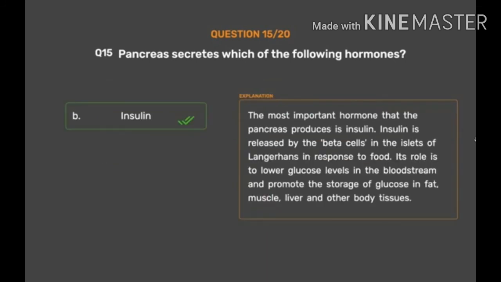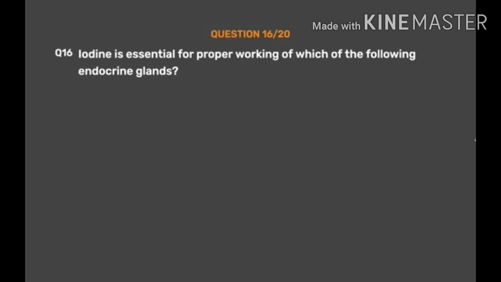Insulin. The most important hormone that the pancreas produces is insulin. Insulin is released by the beta cells in the islets of Langerhans in response to food. Its role is to lower glucose levels in the bloodstream and promote the storage of glucose in fat, muscle, liver and other body tissues.